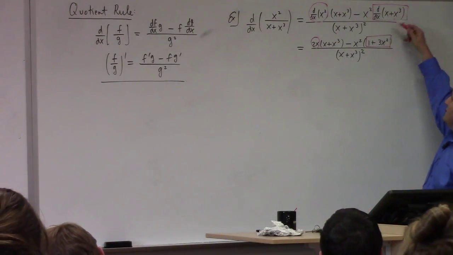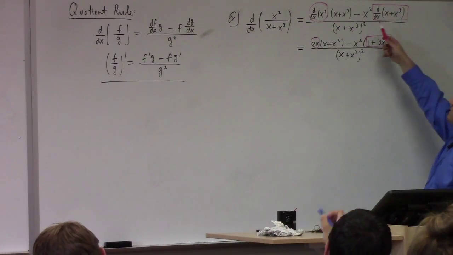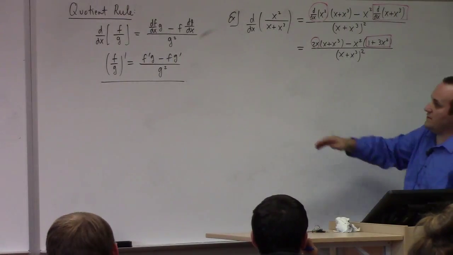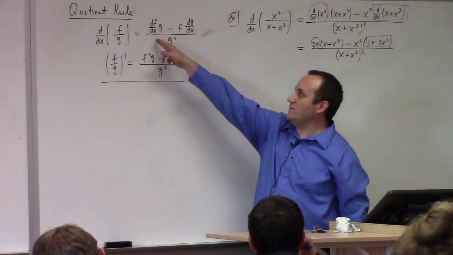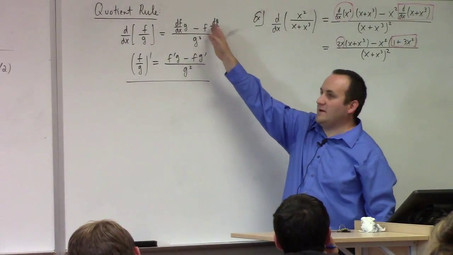The derivative of x is 1. The derivative of x cubed is 3x squared. Yeah, the other one. The other x. These other terms are not being differentiated. Okay. That's part of the quotient rule. It says you differentiate the top, multiply by the bottom, subtract the top times the derivative of the bottom.